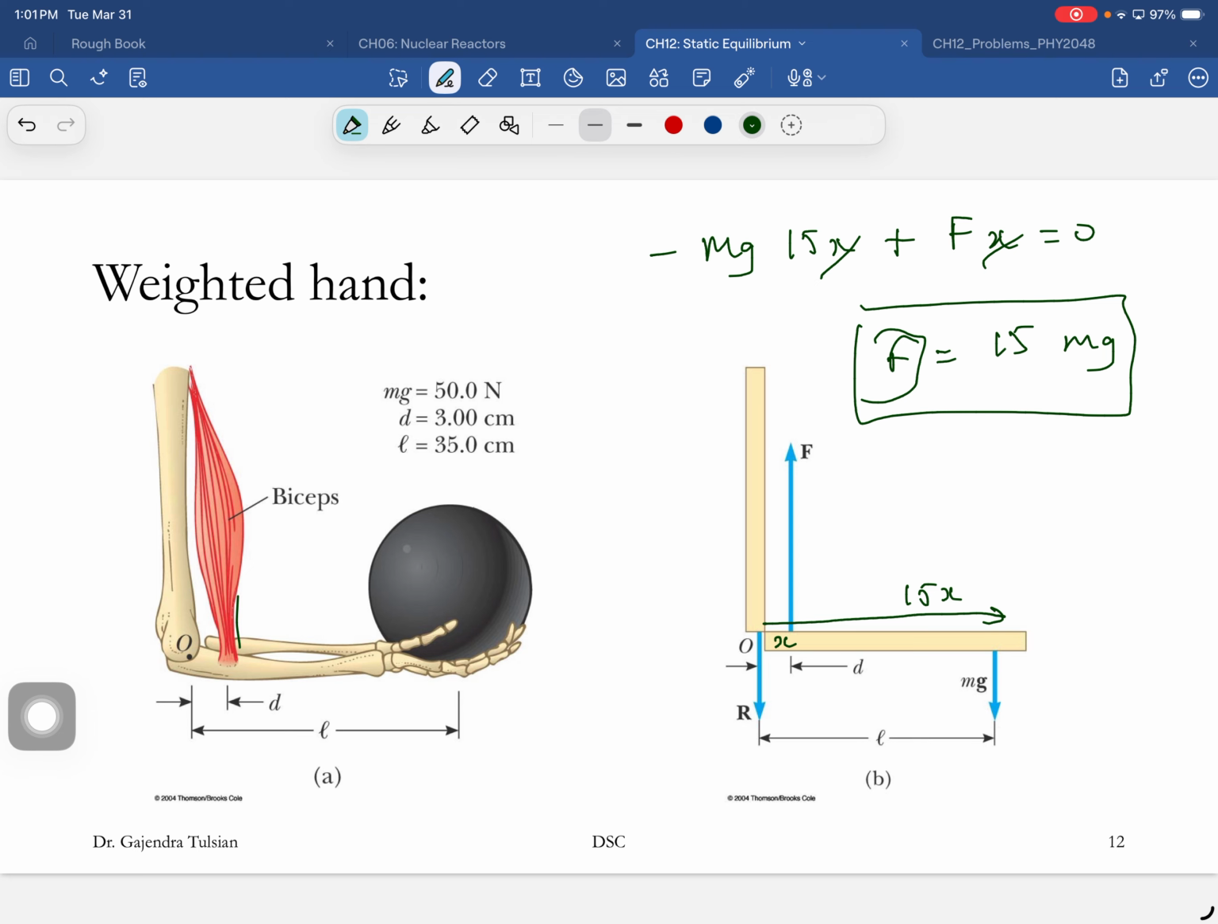Okay, the tension in your muscle, what is this saying? It is 15 times the weight of this bowling ball. Whoa. Sounds like a pretty bad design, right? To lift a 15-pound bowling ball, your muscles are exerting a force of 225 pounds. What's going on?